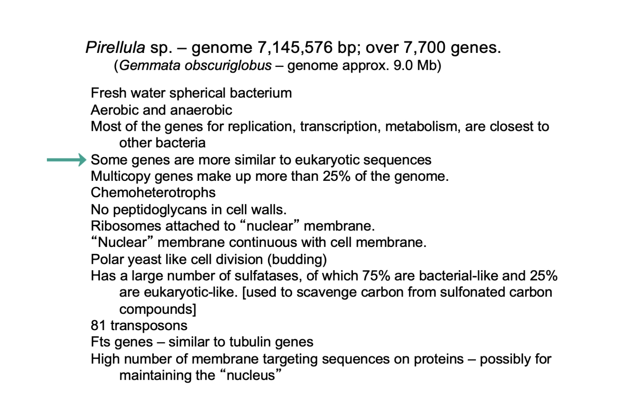However, some genes are more similar to eukaryotic sequences, which is interesting because one of the theories is that this was the group that led to the formation of the nucleus, or the acquisition of a nucleus and internal membranes in eukaryotes. Multi-copy genes make up more than 25% of the genome, which is also more eukaryotic-like than bacterial-like.